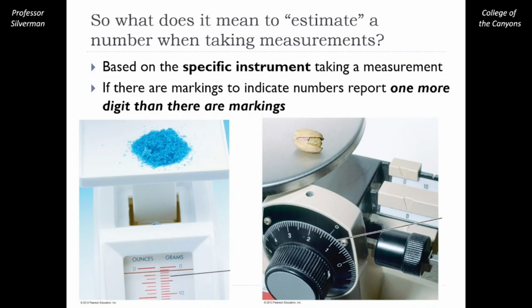When we measure values ourselves, we need to be careful about how many digits we write down. Based on our instrumentation, we're able to know a certain number of digits, and we can guess one extra digit. If we have instruments with markings, analog instruments, we want to read our value one digit further than where the markings are on that instrument.